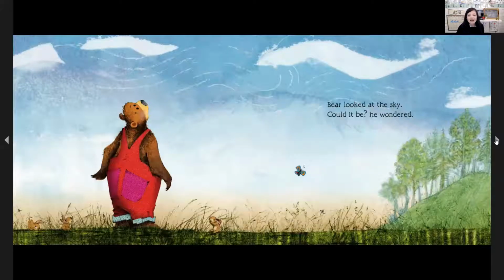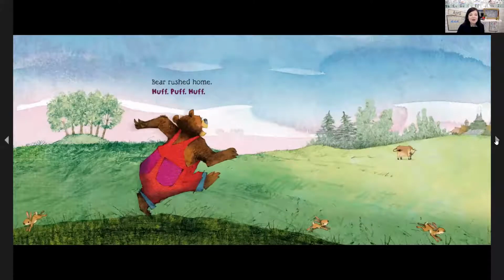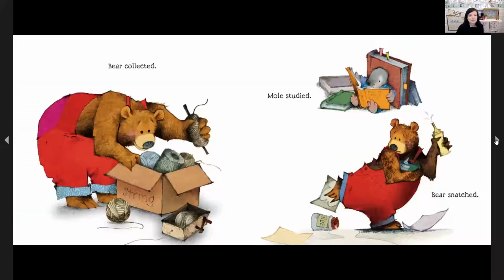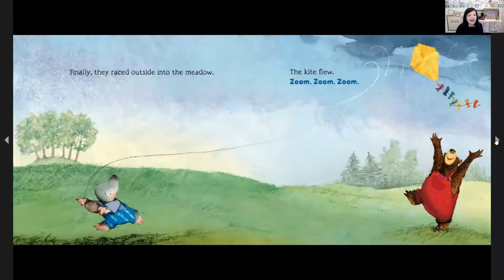Bear looked at the sky. Could it be? He wondered. He tilted his head up. Whiff, whiff, whiff. He smiled and then shouted, Kite Day! Bear rushed home. Huff, puff, huff. Come on, Bear waved to Mole. Kite Day is here. Bear collected. Mole studied. Bear snatched. Bear measured and cut. Mole drew. They both constructed. What are they making? A kite. Finally, they raced outside into the meadow.